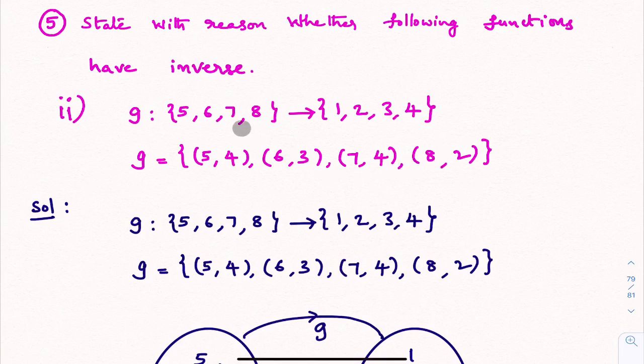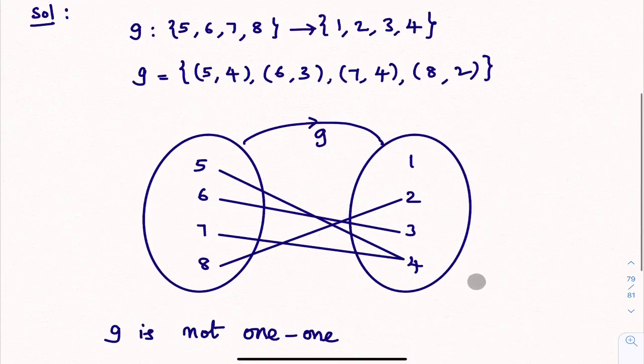So first I'll write the given information and I'll draw the figure for this related information. I'll check whether it is a 1-1 function or onto function or not. You see, 5 is the first thing. Here 5, 6, 7, 8 you write in the first set. 1, 2, 3, 4 you write in the second set. 5 is related to 4, 6 is related to 3, 7 is related to 4, 8 is related to 2. This is the information they gave in the question.